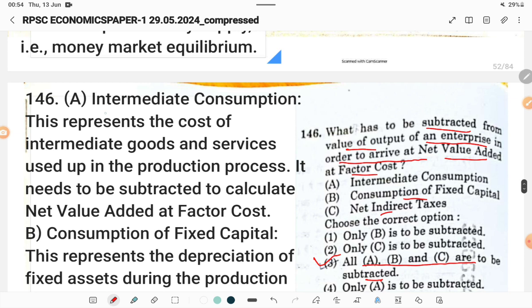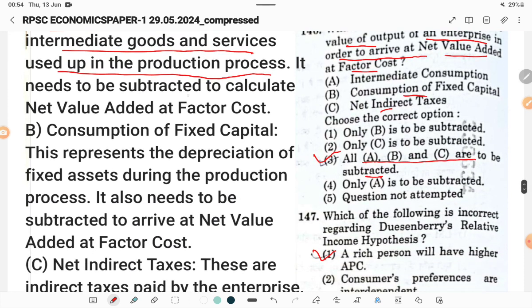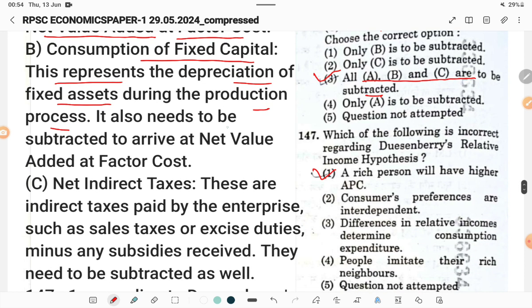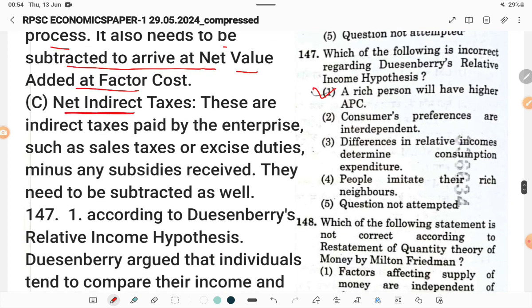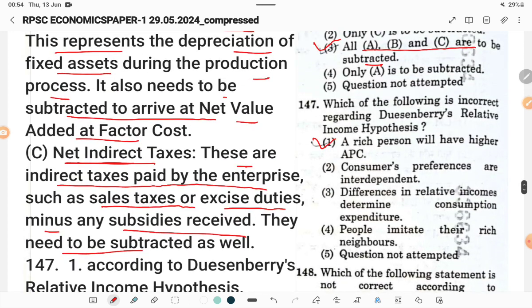So here is the explanation. Intermediate consumption represents the cost of intermediate goods and services used up in the production process. It needs to be subtracted to calculate net value added at factor cost. Consumption of fixed capital represents the depreciation of fixed assets during the production process. It also needs to be subtracted to arrive at net value added at factor cost. And the third, net indirect taxes. These are indirect taxes paid by the enterprises, such as sales taxes or excise duties, minus any subsidies received. They need to be subtracted as well. So the third will be the right answer.